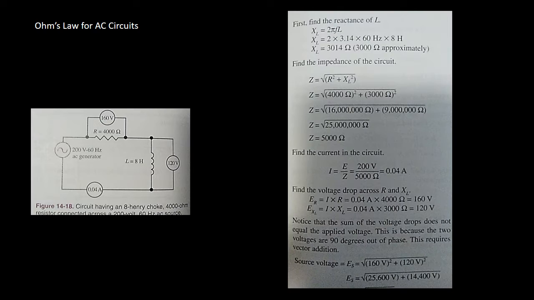Then find the voltage drop across R and XL using the formula ER equals I times R, or 0.04 amps times 4000 ohms equals 160 volts, and EXL equals I times XL, or 0.04 amps times 3000 ohms equals 120 volts. Notice that the sum of the voltage drops does not equal the applied voltage. This is because the two voltages are 90 degrees out of phase. This requires a vector addition.